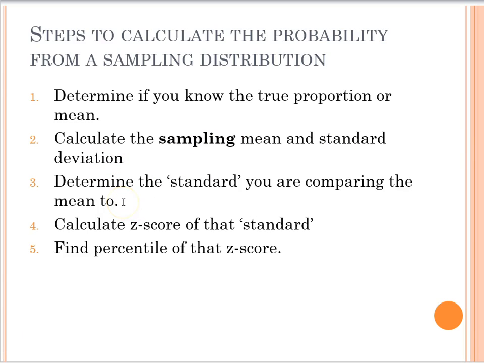The third step is determining the standard you are comparing the mean to. That is, what number do we put first? That's usually our sample, and then we put the true proportion second because that's the sampling mean. Once we have that standard, we can calculate the z-score for that standard, and we can find percentiles and probabilities of seeing that z-score.